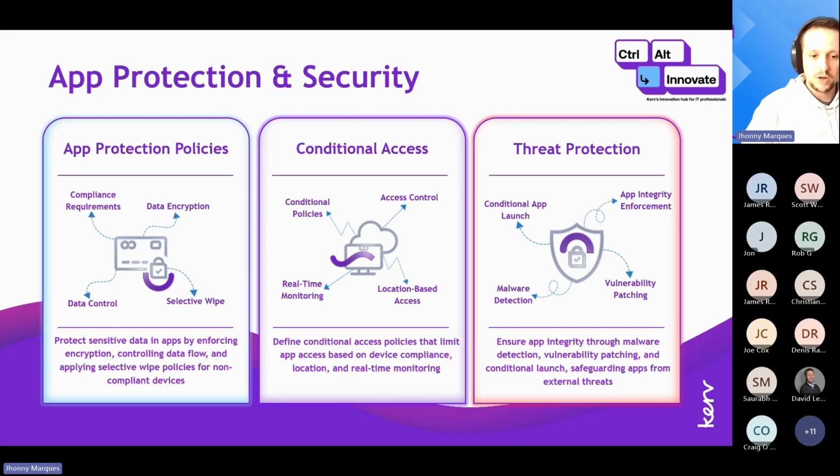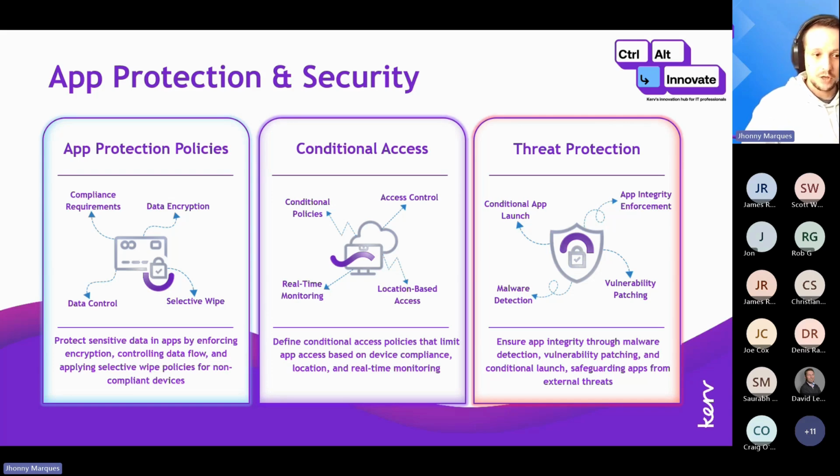The last key area is threat protection. Threat protection ensures that our apps are shielded from external attacks, in a way, right? Through malware detection, vulnerability patching, and enforcing conditional app launch. Intune basically helps you prevent non-compliant and compromised devices from accessing and launching our apps.